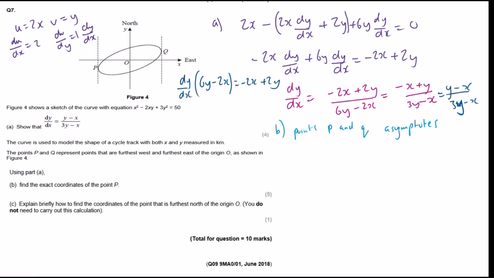Right, let me just check the question. Are the lines P and Q normals to the curve? It doesn't say it. If anything, they look like they could be tangents to the curve, but it doesn't say it. But that is a big clue because it's related to gradient.